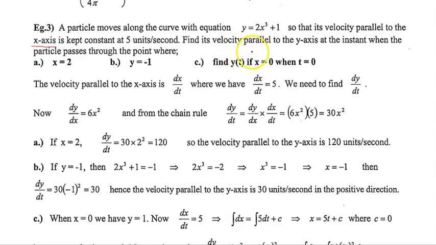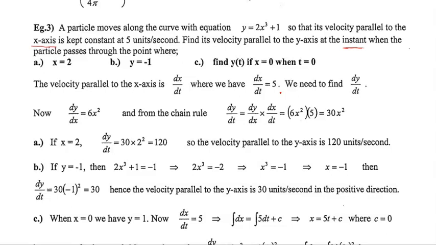Now find its velocity parallel to the y-axis at the instant when the particle passes through the point where x equals 2, y equals -1, and then finally we'll find y of t, the solution, if x equals 0 when t equals 0. Let's start with the part at the point x equals 2. The velocity parallel to the x-axis is dx/dt, and we've been told that dx/dt is 5 units per second. So we need to find dy/dt, and we can do that through related rates.